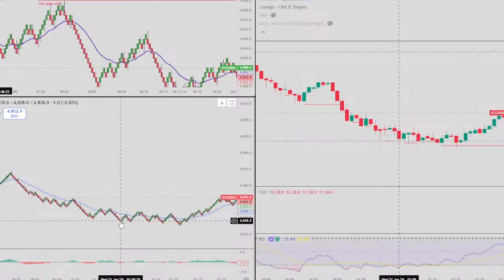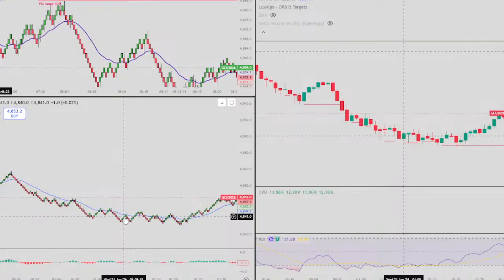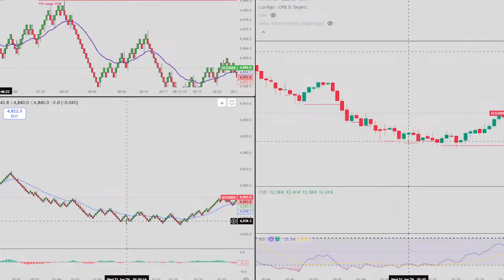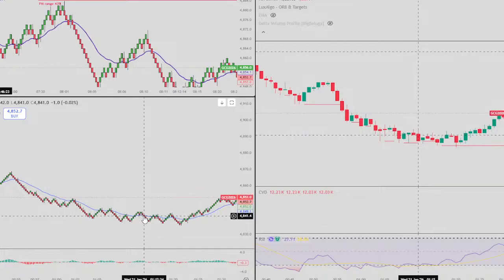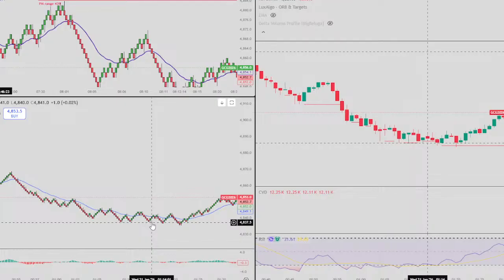Because we have a low here, and wait for this candle to close, which should close up there. And then you have a brief pullback, a single bar, and then it just continued dropping.